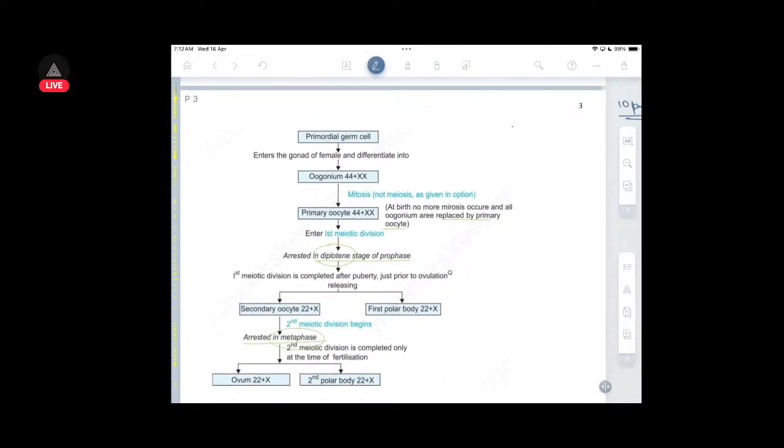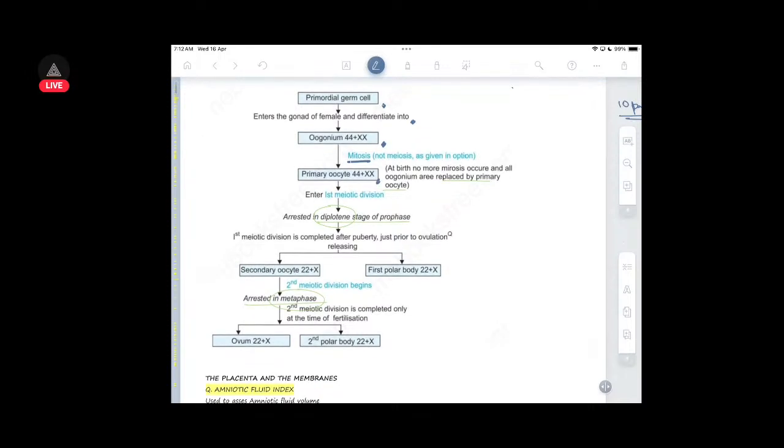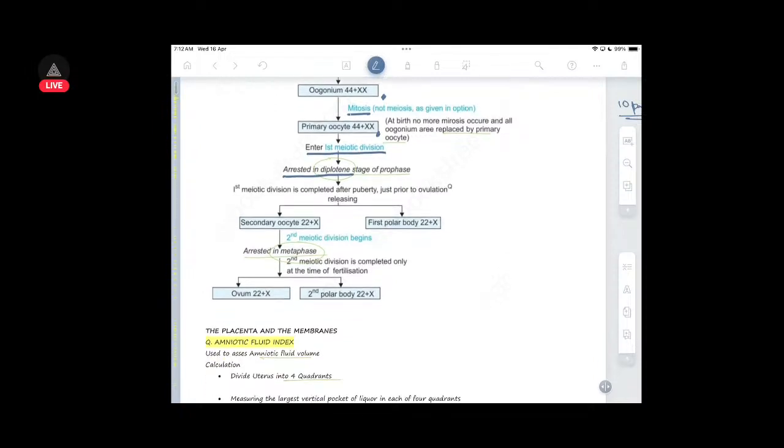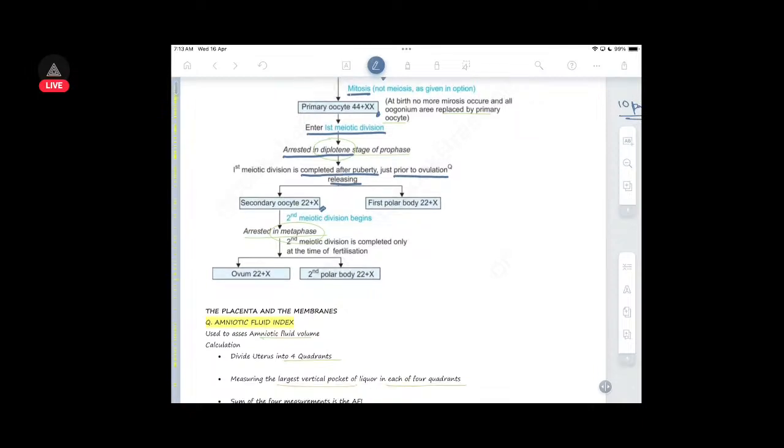So, the primordial germ cell will enter the gonad of the female and differentiate into oogonium, and mitosis will occur and the primary oocyte will be formed. They enter the first meiotic division and arrest in diplotene. The first meiotic division is completed after puberty, prior to ovulation, releasing the secondary oocyte, which is 22 plus X, and the first polar body. Then the second meiotic division begins and it is arrested in metaphase. The second meiotic division is completed only at the time of fertilization. So the ovum is formed and the second polar body is formed.